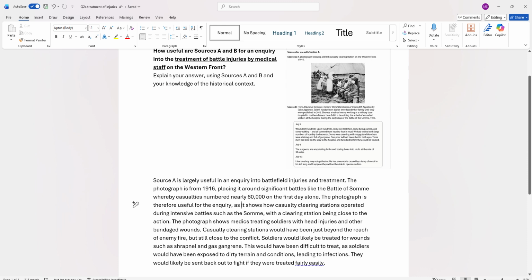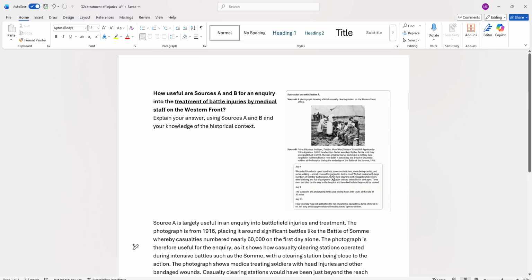So this is my provenance. The bit I always suggest, if you struggle with the word provenance, is to think of it as the bit in bold. And sometimes it's not in bold, so that's not useful.